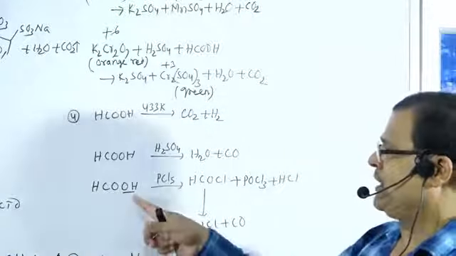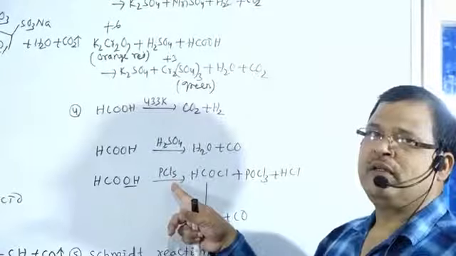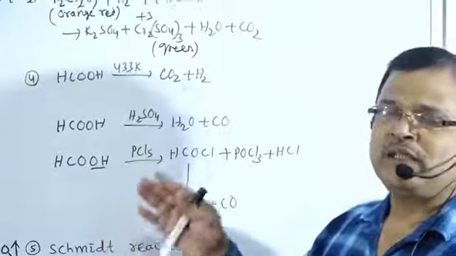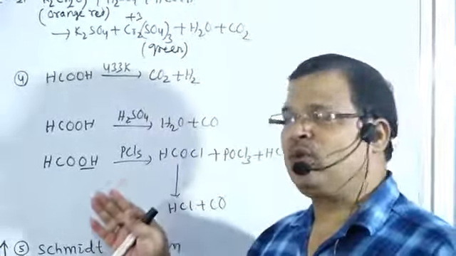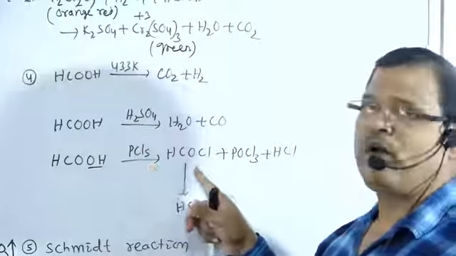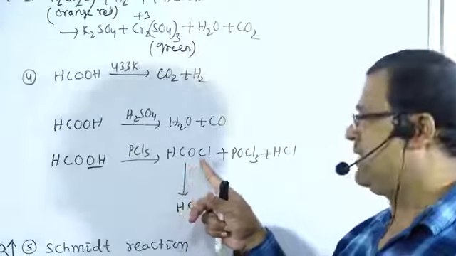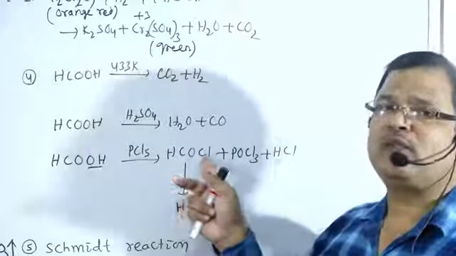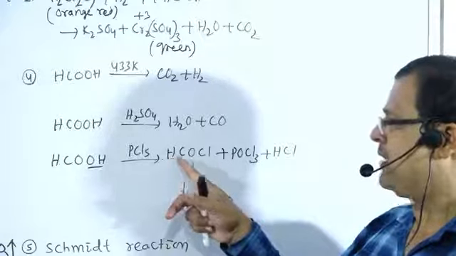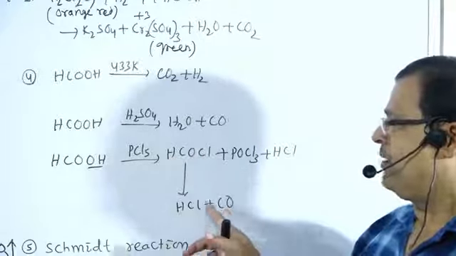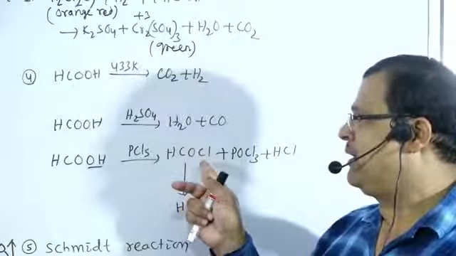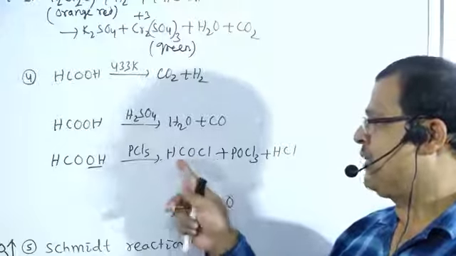Next one, formic acid reacts with PCl5. In the last class we discussed the action of carboxylic acids with PCl3, PCl5 or SOCl2. So formic acid reacts with PCl5 to form formyl chloride, HCOCl, but the formyl chloride so formed is unstable and is stabilized by the formation of HCl and CO. Formyl chloride, or methanoyl chloride, decomposes to form HCl and CO.